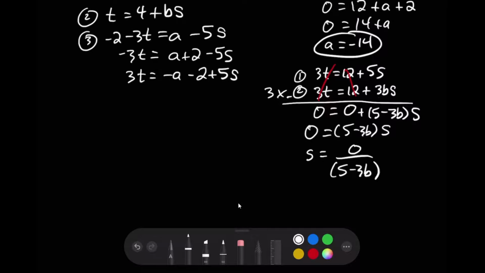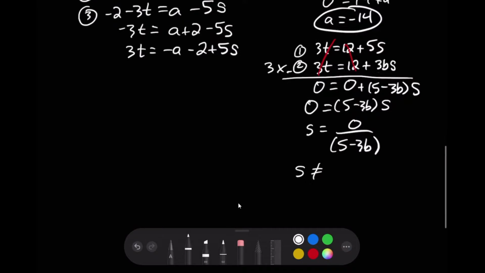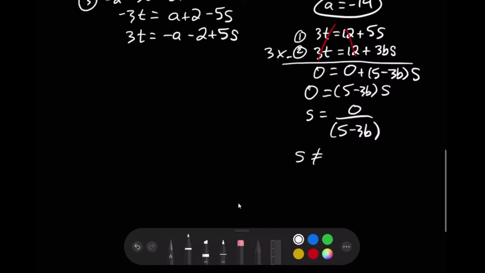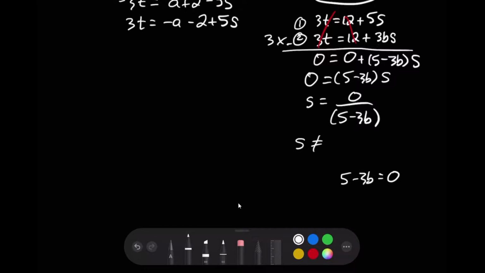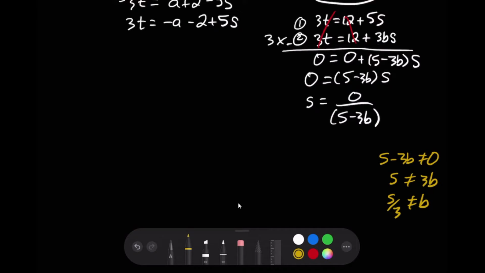This is fine, but notice that we can't divide by 0, so my bottom value cannot be 0. What happens when 5 minus 3b equals 0? Actually, it's not a restriction on our s value, it's a restriction on our b value. So this is what s equals, but our bottom cannot equal 0. How do we deal with that? Well, 5 minus 3b is not equal to 0, so 5 is not equal to 3b, so 5 over 3 is not equal to b.